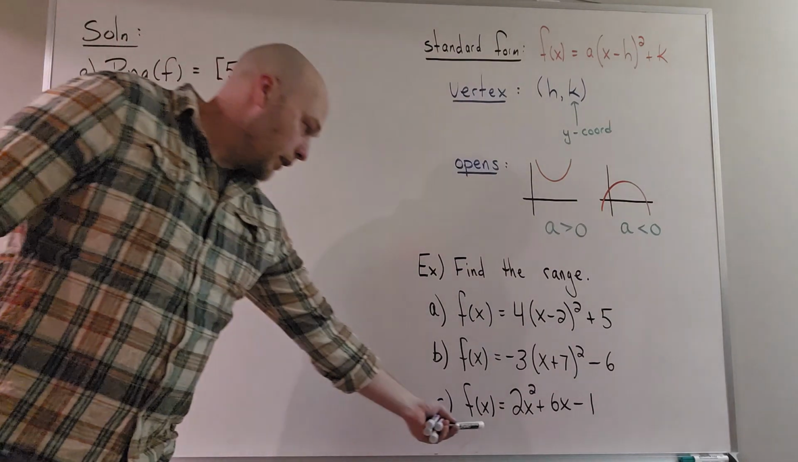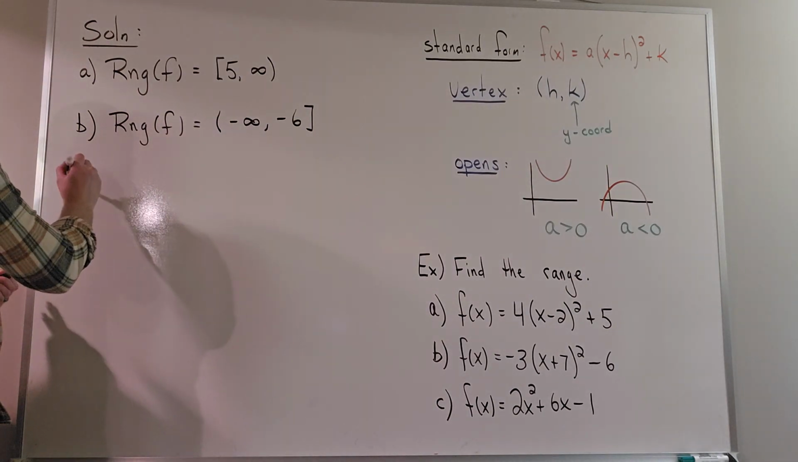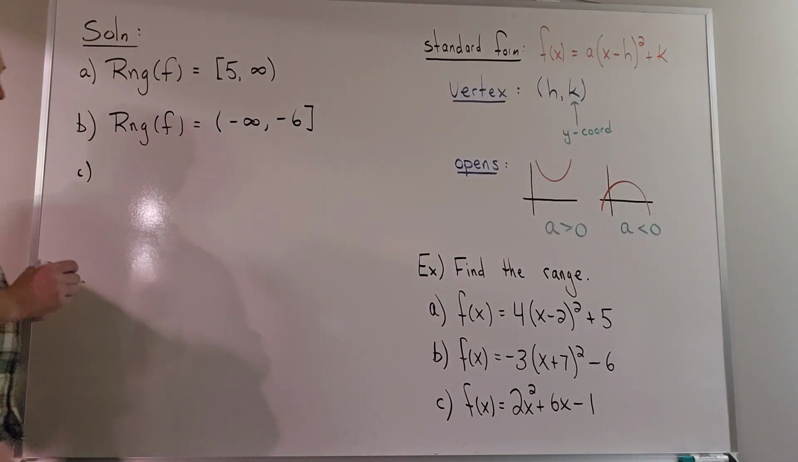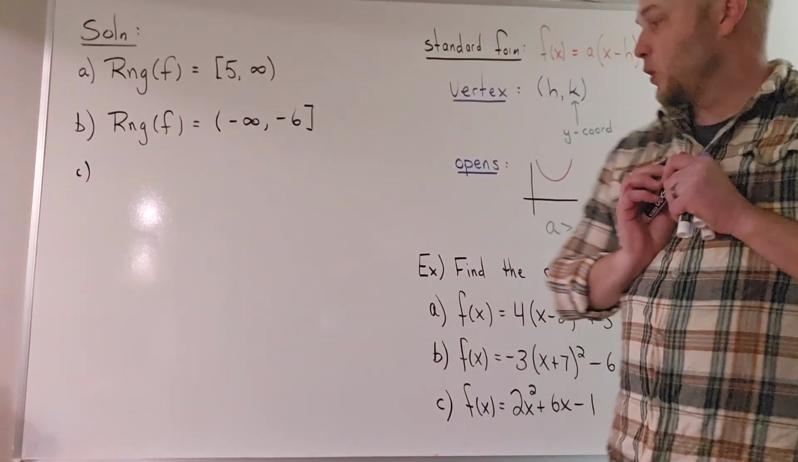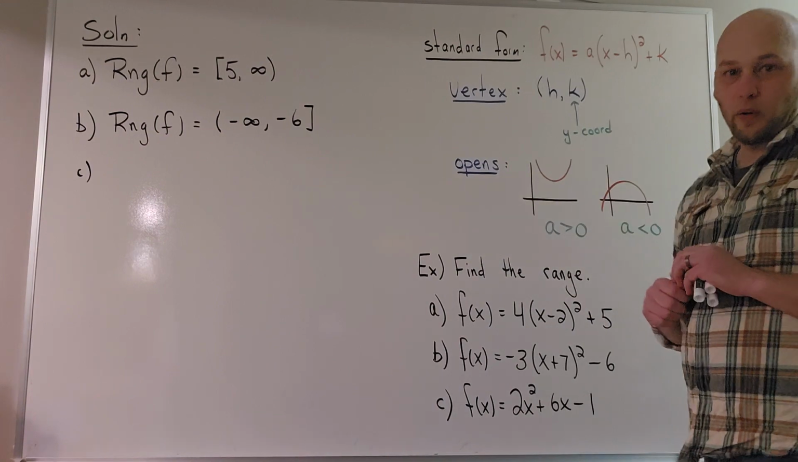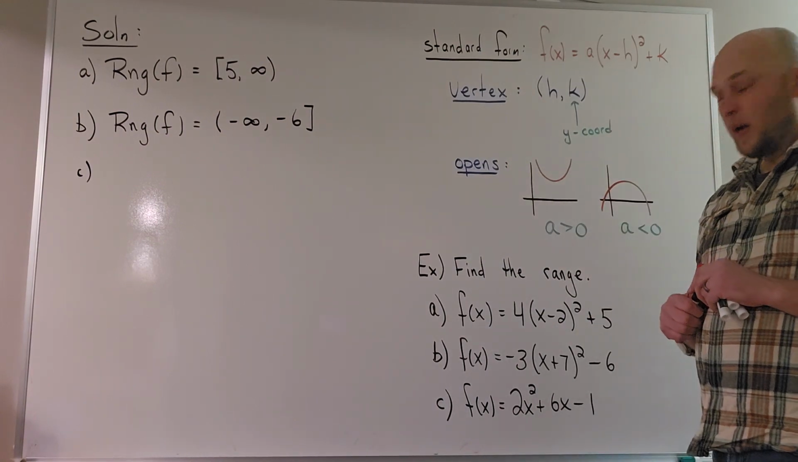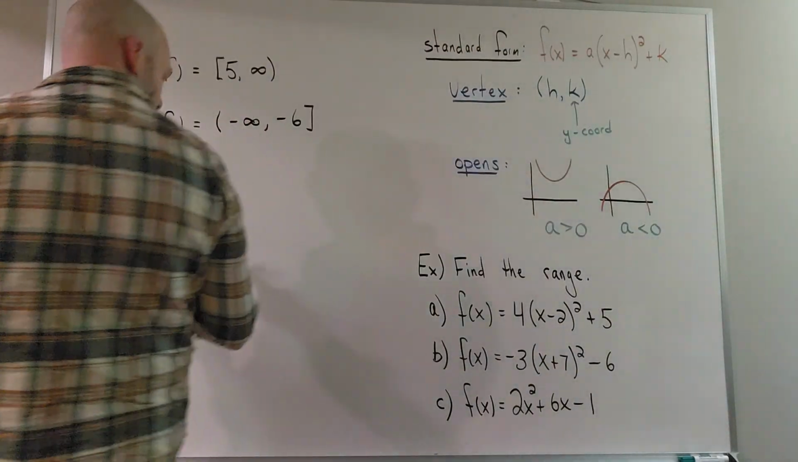Okay. Finally, for part C, what I have to do is I'm going to convert that to standard form. And to convert that to standard form, remember we used the technique called completing the square. If you don't remember how to do completing the square, I'll work through it right here, but we also have a video explaining that technique. So let's go through and complete the square.